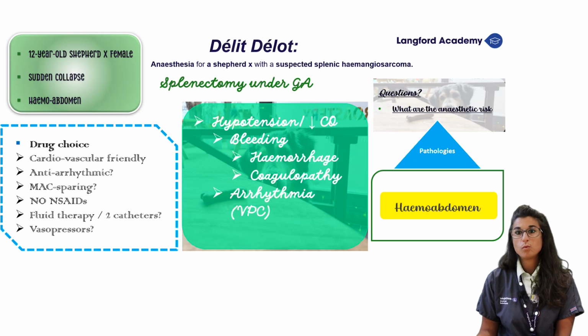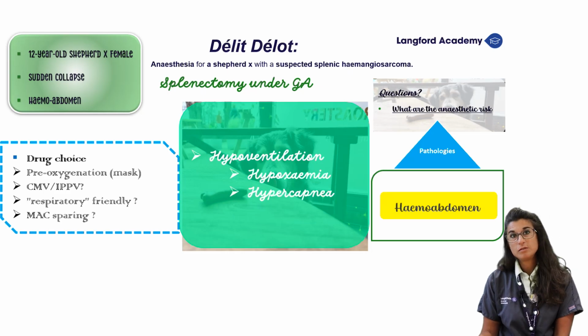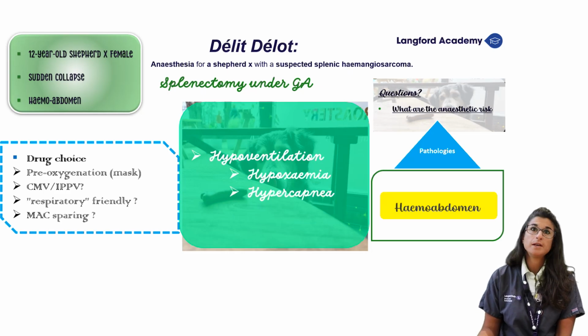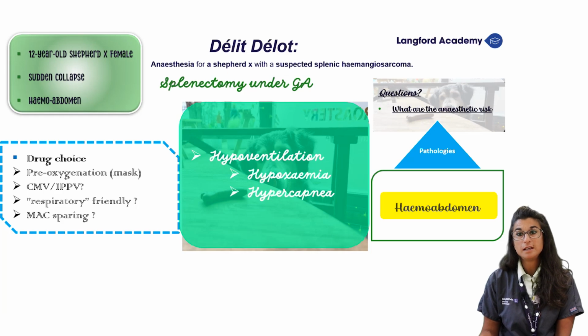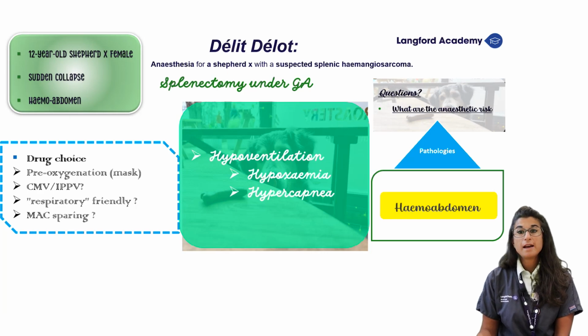So you need to check what you have available and what you're comfortable to use with, and which one you might use and how you're going to provide it. So the hyperventilation could lead to hypoxemia and hypercapnia. So again, in the drug choice, you want to consider pre-oxygenate the patient with a mask before you do the pre-medication.